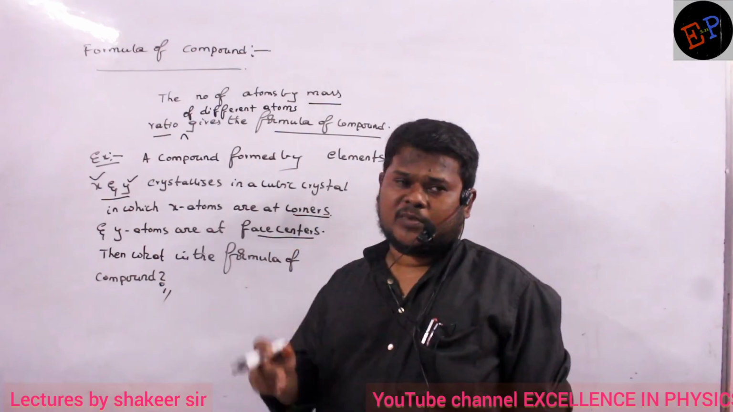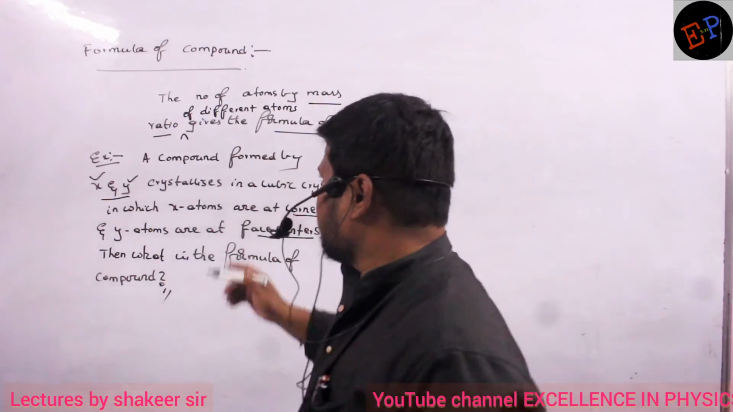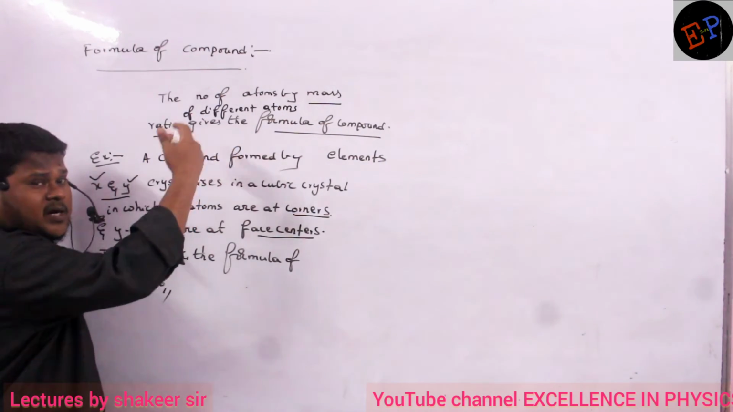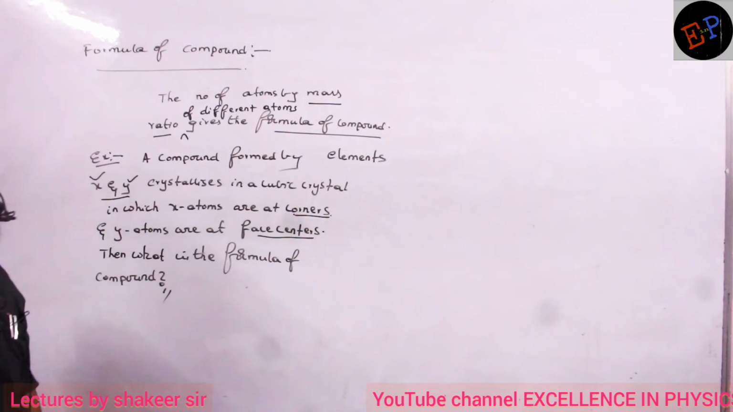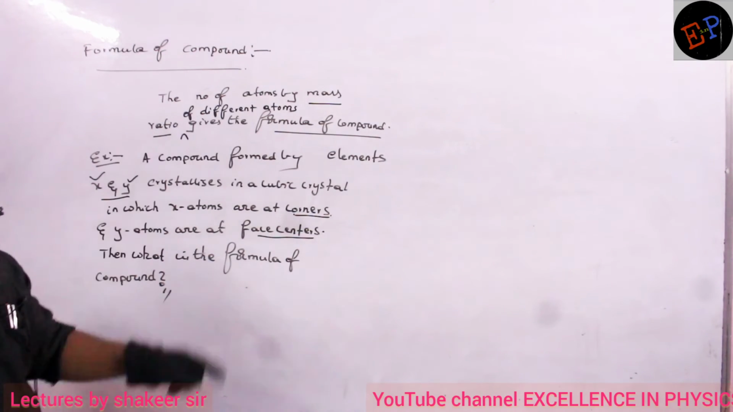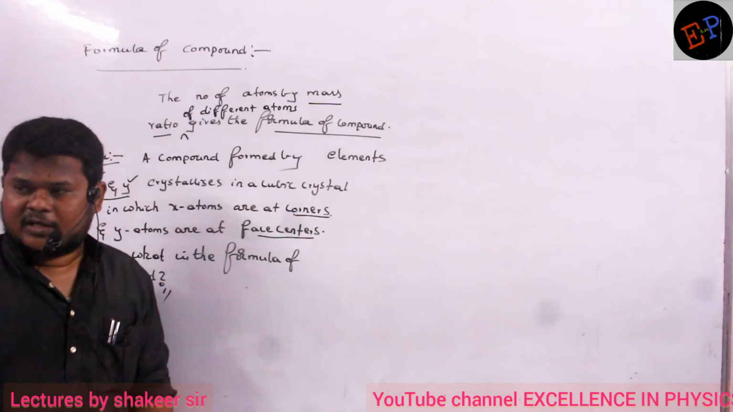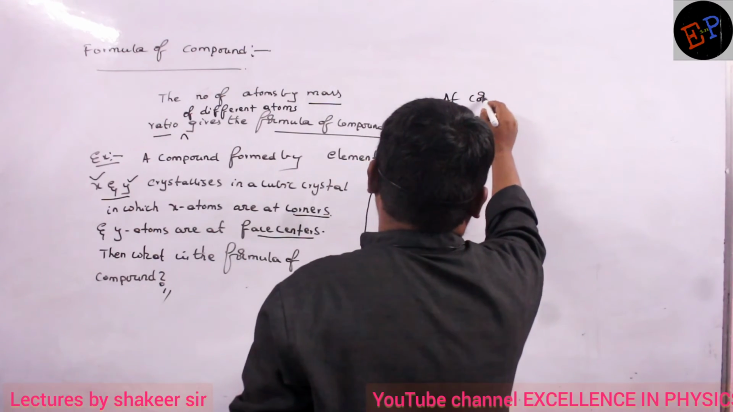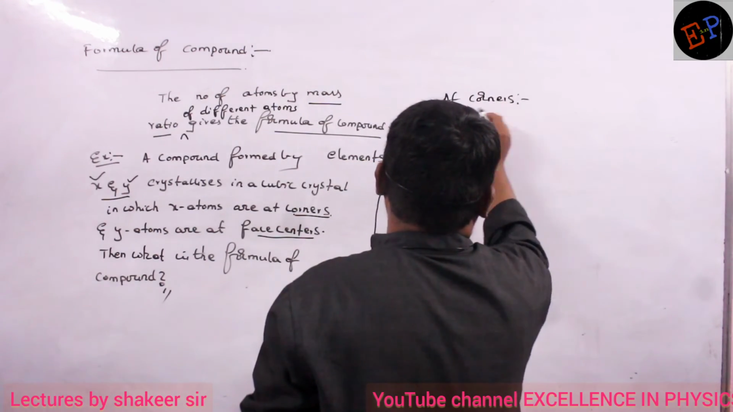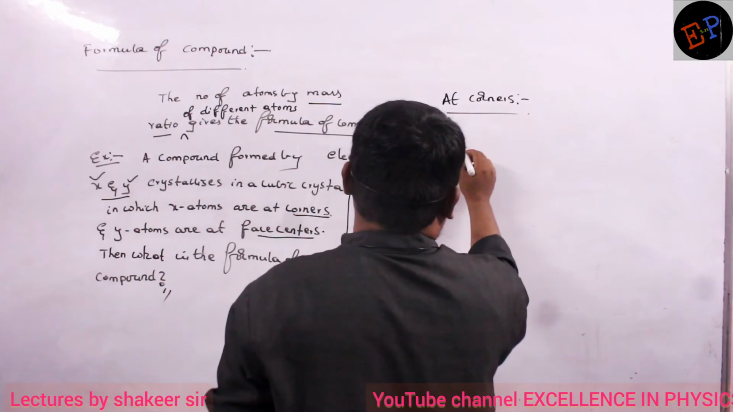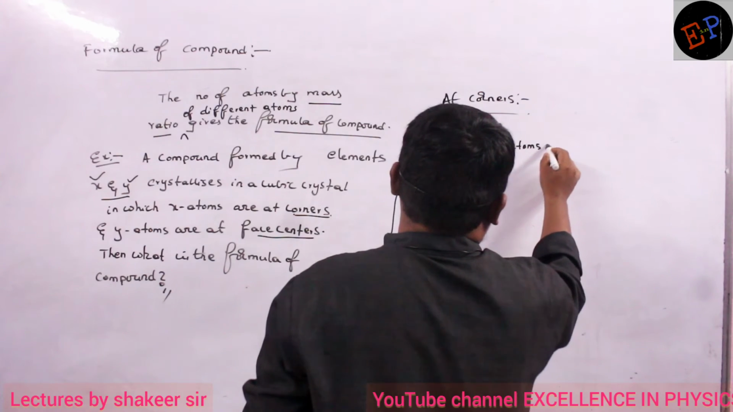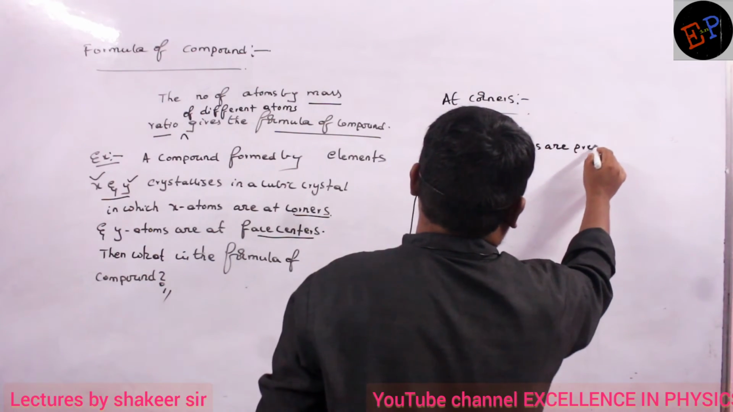This crystal's molecular formula, how will it be? Clear, no? What we have written here: the number of atoms by mass of different atoms. Just that will give the formula of the compound. Are you able to understand? Now see. At corners, which atoms are present, ma? X type of atoms are present.